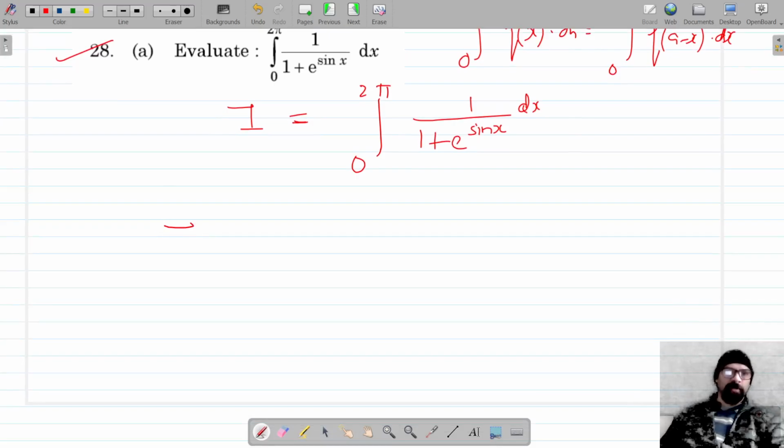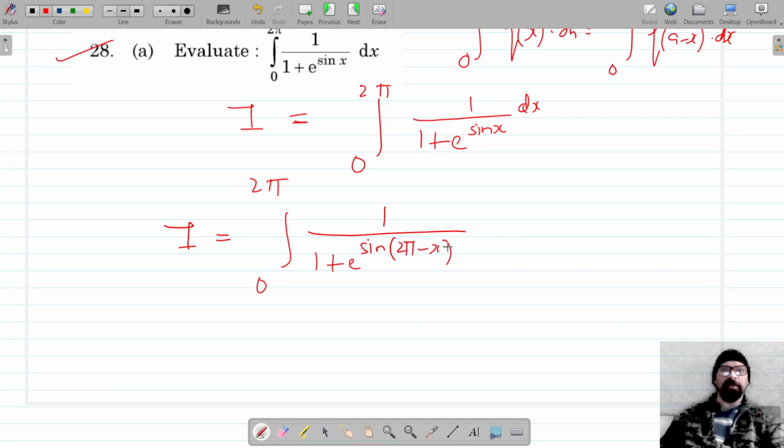Okay, so this is now I is equal to 0 to 2 pi, and instead of x we are going to write a minus x, and a is 2 pi, so 1 plus e raised power sine of 2 pi minus x into dx. And let this be first equation. Now what is sine of 2 pi minus x?